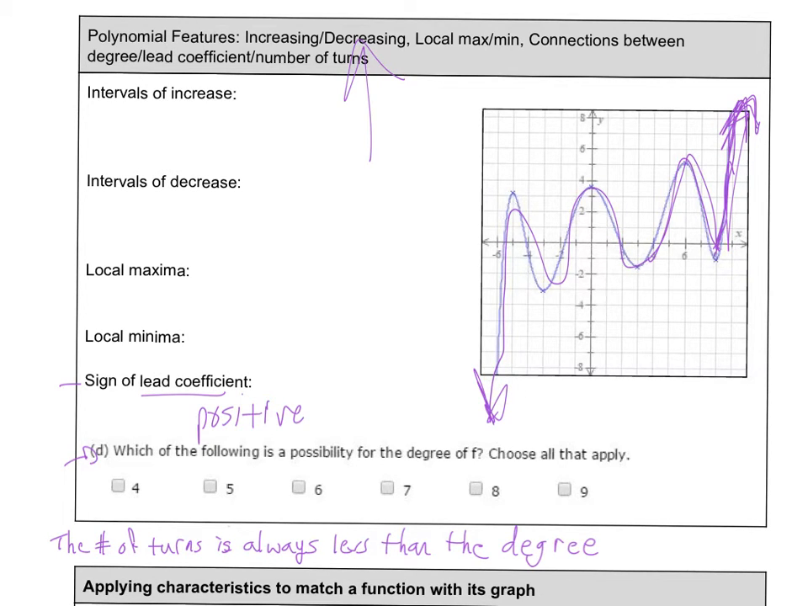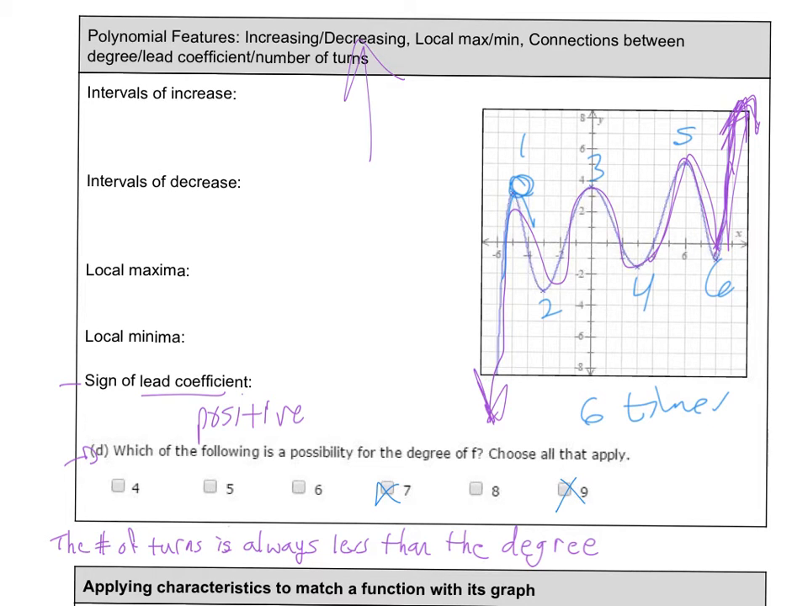But I also know how many times this graph turns. It has one turn here, a second turn here, here's a third turn, fourth, fifth, and sixth. So this graph actually turns 6 times. So that means the degree definitely has to be more than 6. So we're basically looking for odd numbers more than 6. So it's possible that this is a 7th degree polynomial or a 9th degree polynomial.